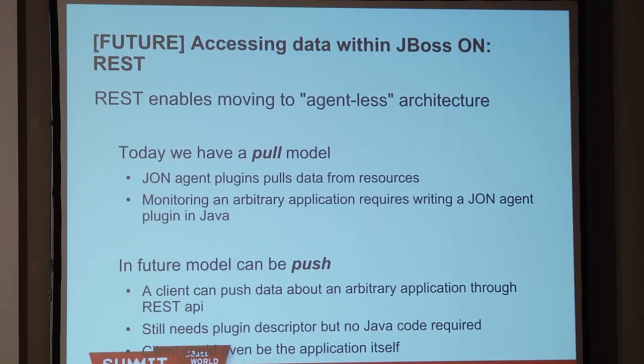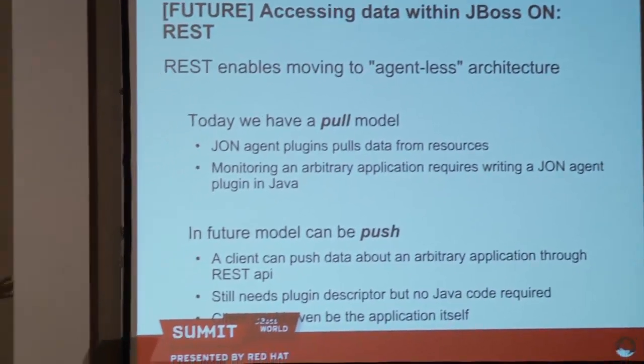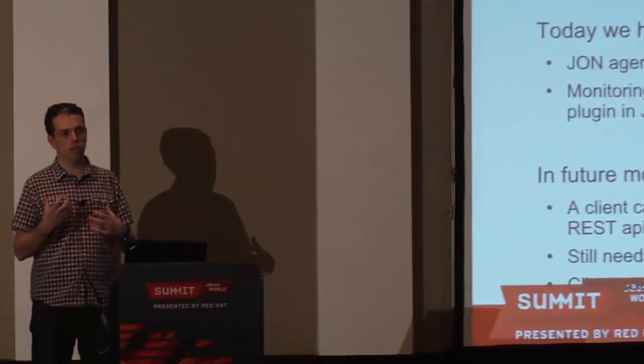So what the REST API enables us to do is in the future turn it around and become more of a push-based model. You can write a client that can monitor any arbitrary application and push the data that it wants JON to manage through the REST API. It doesn't need to be a Java plugin. It can be, as I mentioned, anything that speaks REST. You would still need a plugin descriptor to give the server side some sort of structure around what sort of data you're actually sending it, so that it knows whether it's a trends up metric or a trends down metric, but you don't need to write any Java code for that plugin.